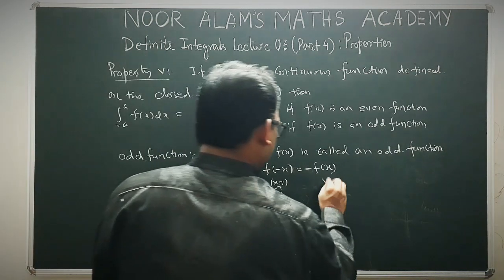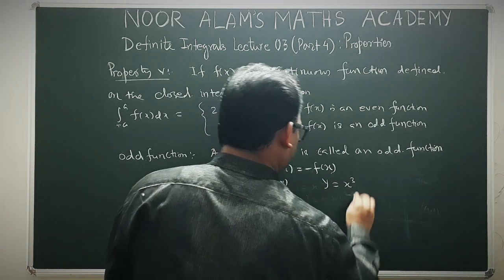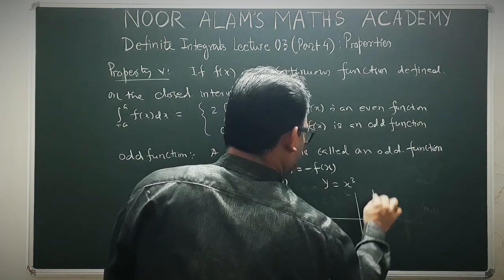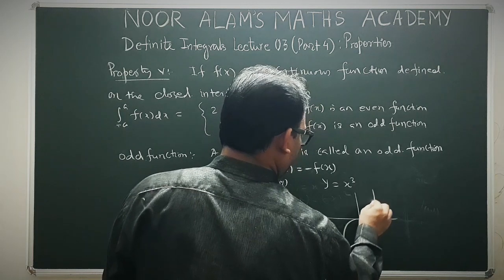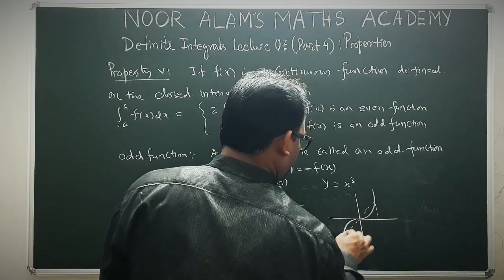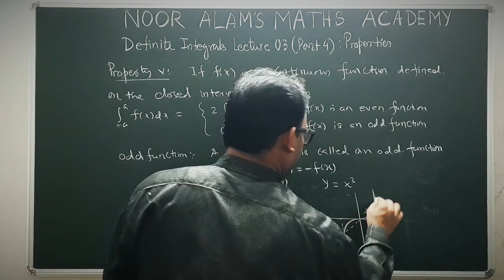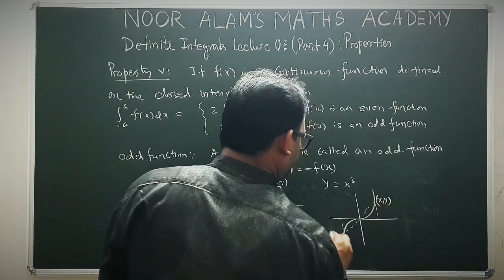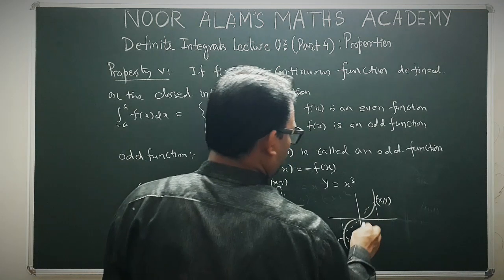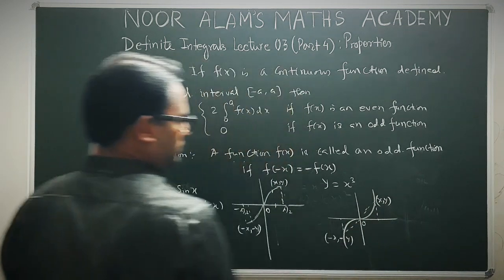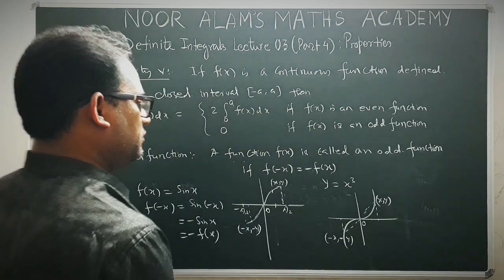Now another function you can see is y equal to x cube. This is also an odd function, which looks like this. If you choose any point here, like x comma y, then with respect to the origin you get the point minus x comma minus y. So this curve is also symmetric with respect to the origin. This is the nature of an odd function.